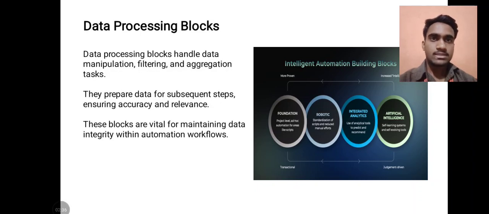Data processing blocks. Data processing blocks handle data manipulation, filtering, and aggregation tasks. They prepare data for subsequent steps, ensuring accuracy and relevance. These blocks are vital for maintaining data integrity within automation workflows. By using data processing, the work is completed within a very short period of time by using some of the tools. It filters the unwanted data and processes the exact data that we want.